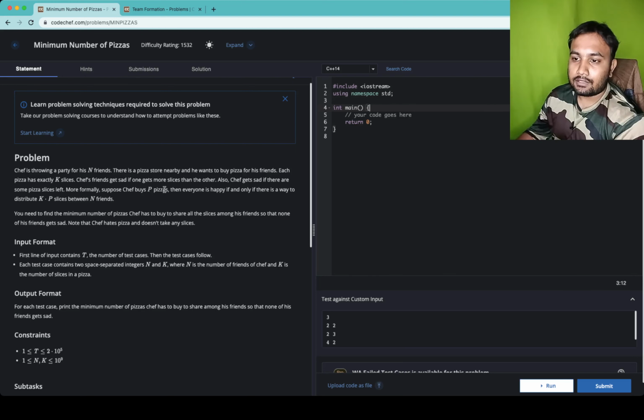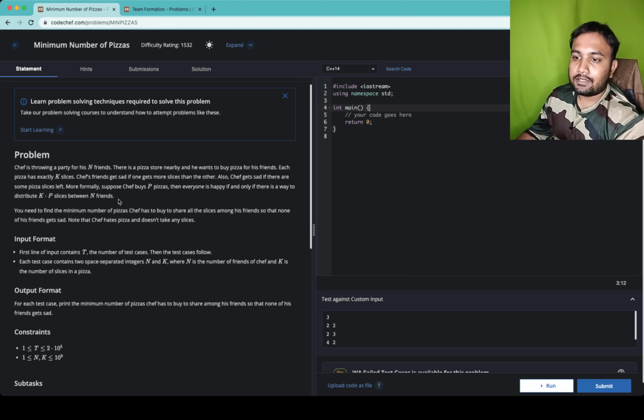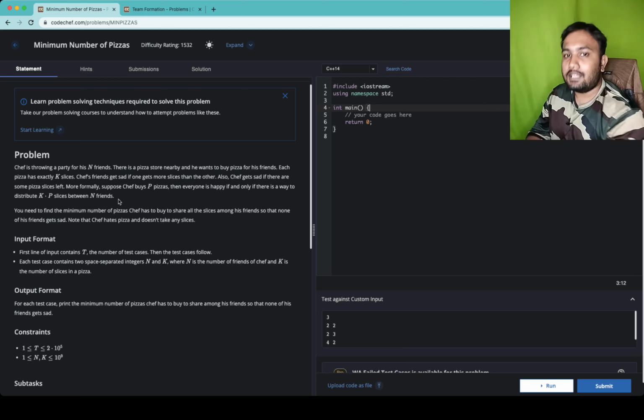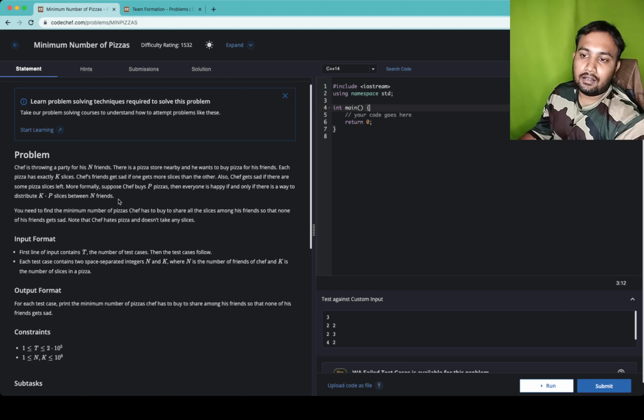So more formally, suppose chef buys p pizzas, then everyone is happy if and only if there is a way to distribute k dot p slices between n friends. Okay, you need to find the minimum number of pizzas chef has to buy to share all the slices among his friends so that none of his friends gets sad. And note, the chef hates pizza and does not take any slices. So basically he is going to order p pizzas, and we want to find this value p such that all his friends get an equal amount of slices. Okay, and there are no slices left after his friends have eaten.